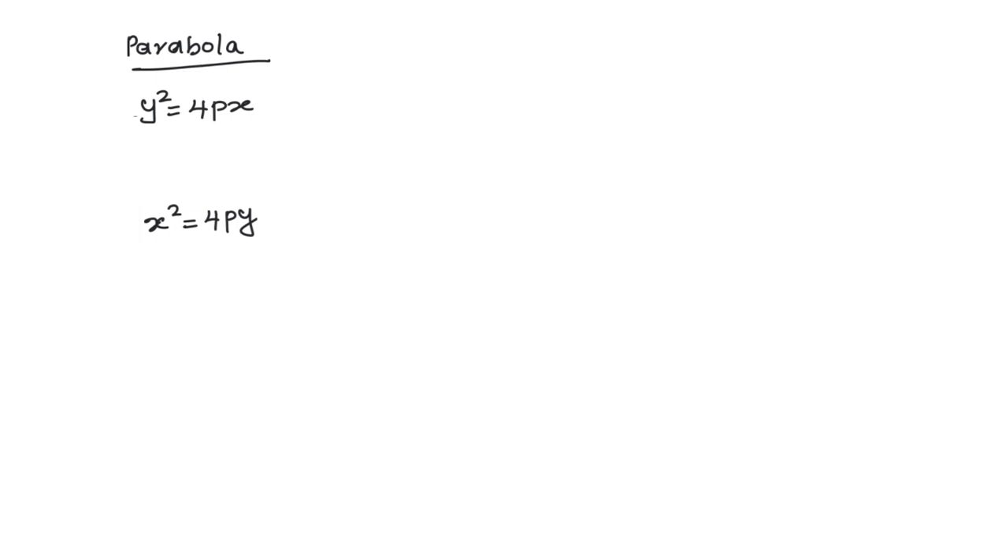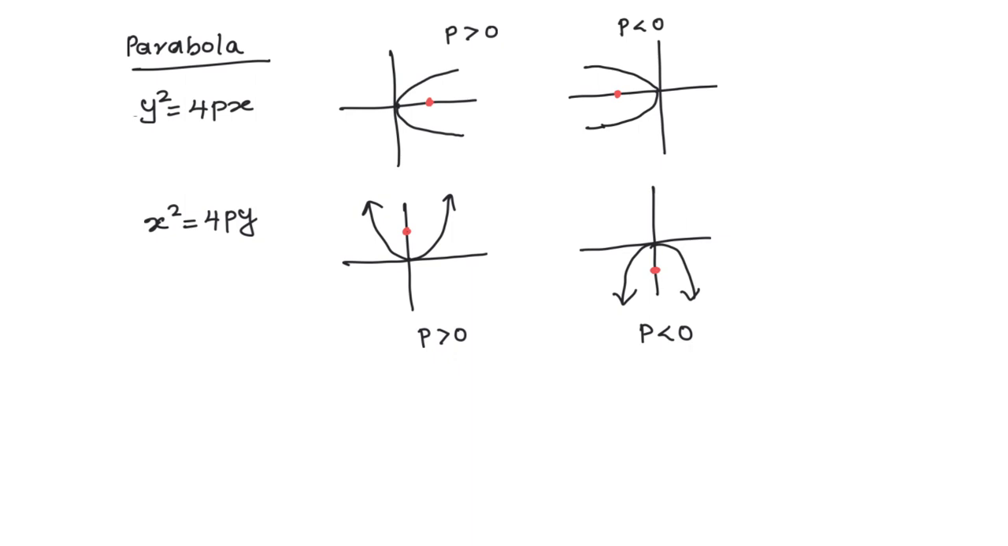In a parabola, only one of the variables will be squared. If the equation of the parabola starts with y squared equals, then the parabola can open right or left. If p is positive, it will open right. If p is negative, it will open to the left. If it starts with x squared, then it will be a parabola opening up or down. If p is positive, it opens upward. If it is negative, it opens downward.